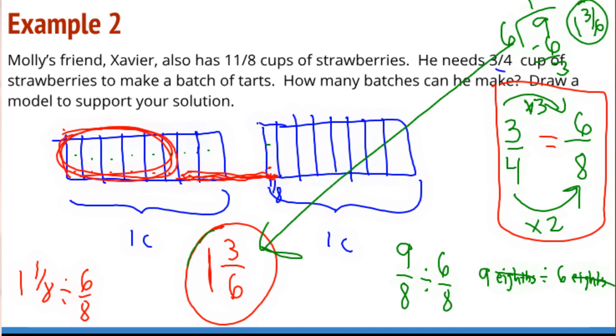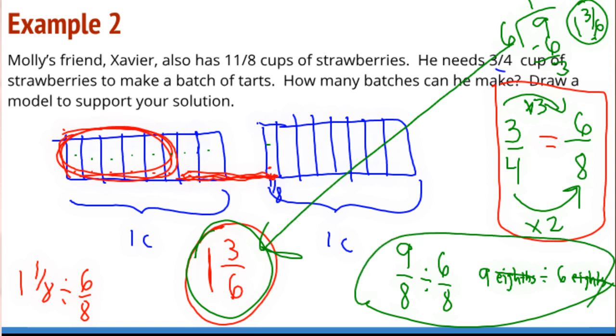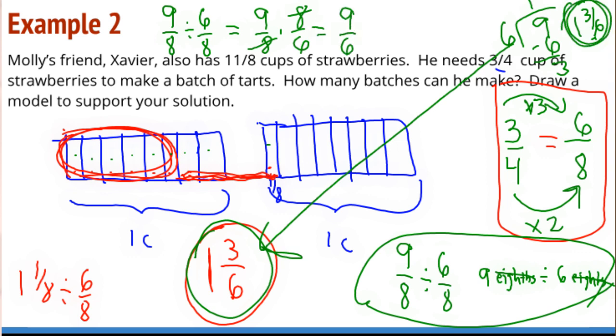again. So this one came from the model. This one came from using unit form. That leaves the multiplication approach here. So I've got 9/8, and I'm going to divide it by 6/8, and I'm going to do 9/8 times 8/6, so that my 8s will cancel out, and I've got 9/6, which once again turns into 1 and 3/6.